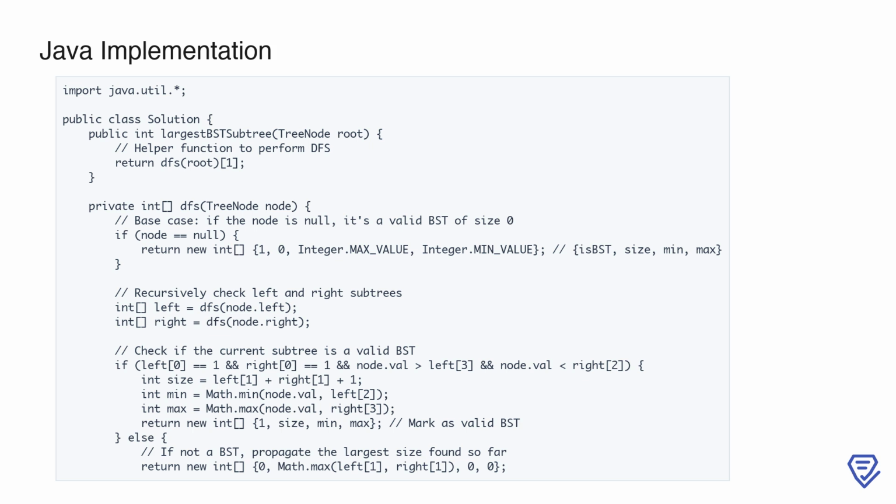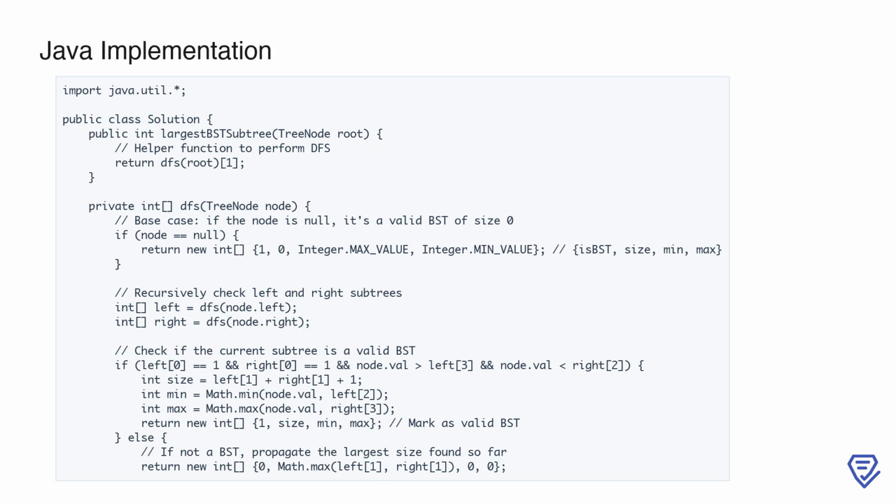Now, within the DFS method, we start with the base case. If the current node is null, we return an array indicating that this subtree is a valid BST of size 0. The array structure is [isBST, size, min, max], where isBST is a flag denoting whether the subtree is a valid BST, size is the number of nodes in the subtree, and min and max represent the range of values in the subtree.